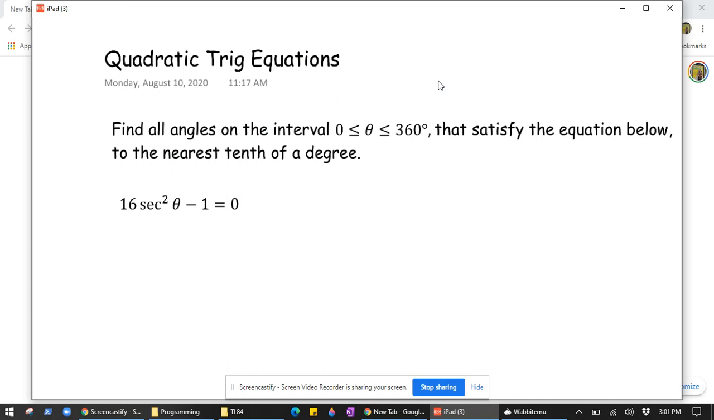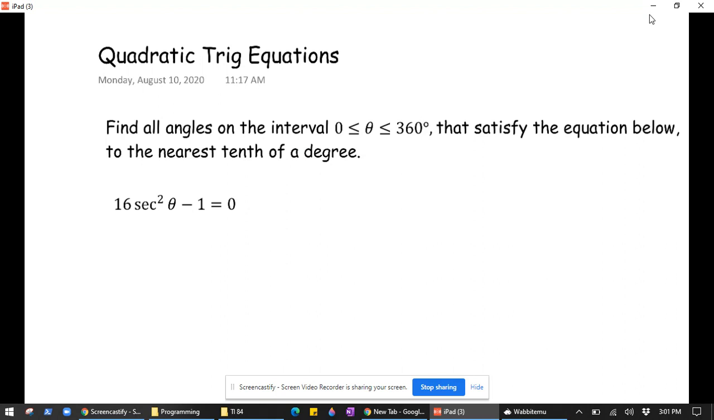All right, in this video, we're going to look at solving trig equations, and their form is going to be quadratic trig equations. And we'll need our calculator for some of the problems, but not all, I don't think. Okay, so it says find all angles on the interval where theta is between 0 and 360 degrees that satisfy the equations below to the nearest tenth of a degree. So 16 secant squared minus 1 equals 0.